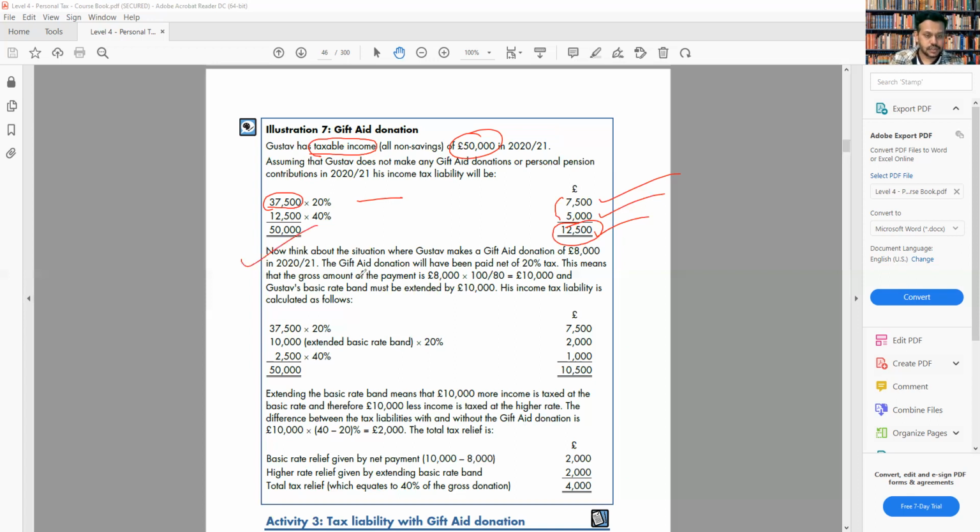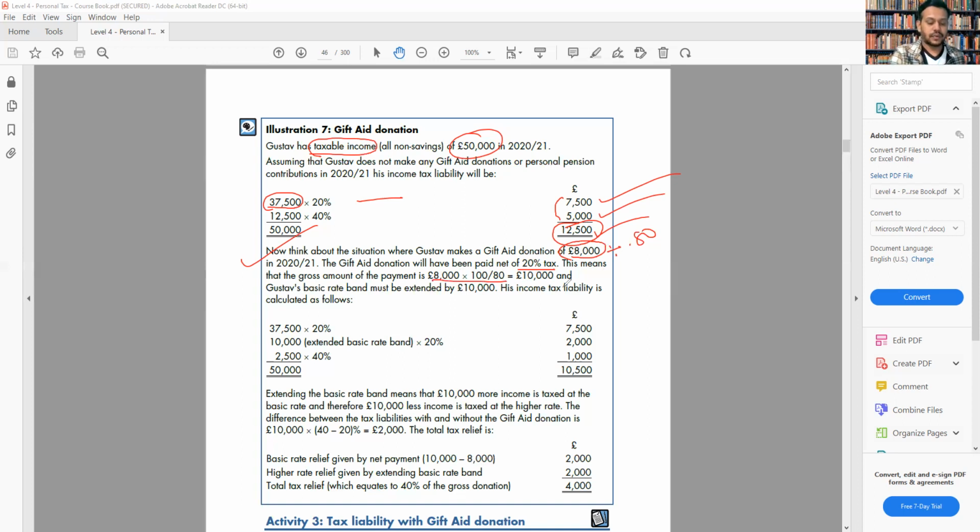Now, the new situation. Think about the situation where Gustav makes a gift aid donation of 8,000. Remember, this 8,000 is net. We need to make it gross. How do we make it gross? We divide by 0.80. Be very careful with that. So you divide by 0.80 so that we make it gross, and after that we add it to the basic rate band. The gift aid donation has been paid net of 20% tax. This means the gross amount of the payment is 8,000 grossed up, so 10,000.